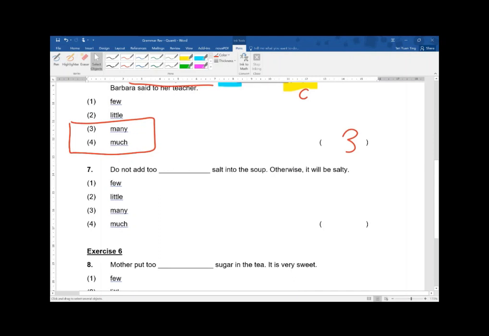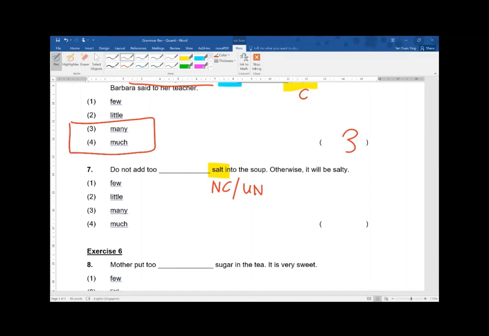Question 7. Do not add too much salt into the soup, otherwise it will be salty. And what are we counting? I'm counting salt. And salt is a non-countable noun. So I'm going to put NC over here. For those of you who are used to saying uncountable, you can go ahead and put UN if you like, or simply just spell out the whole word.